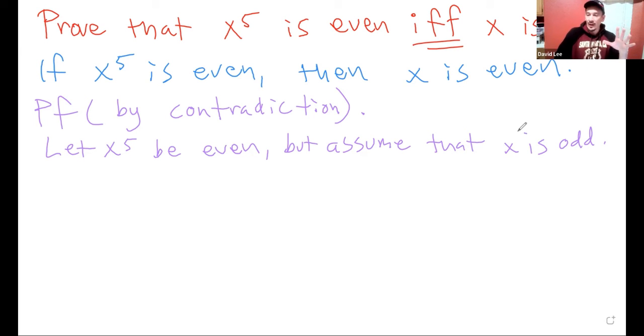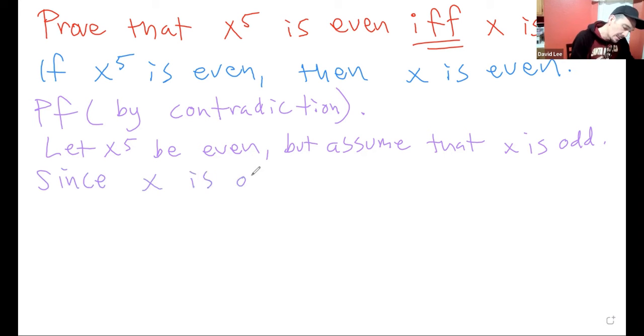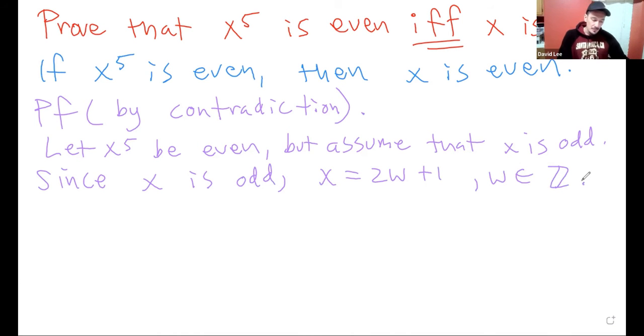So we know that what we're doing is going to be incorrect, right? We're going to run into a contradiction. But for now, let's assume that x is odd, okay? So since x is odd, x equals 2w plus 1, where w is an integer, right? That's what x is. It's an odd number. It's an even number plus 1. It sort of makes it offset, becomes an odd number.